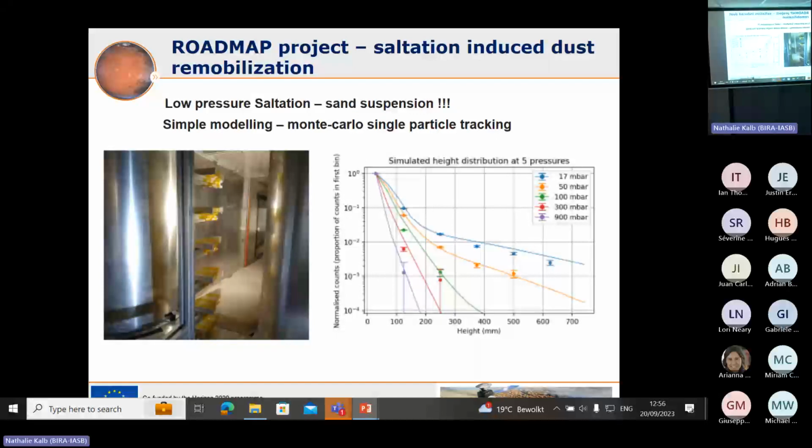What happens when you have a sand bed? So we made a soft sand bed full of loose grains with dust on it. And we were hoping that it would start to saltate, the stuff would be removed and get resuspended.